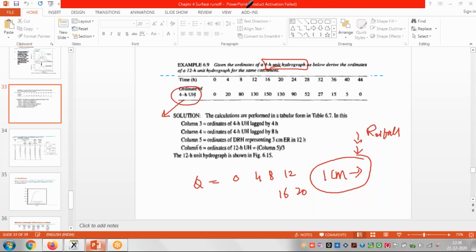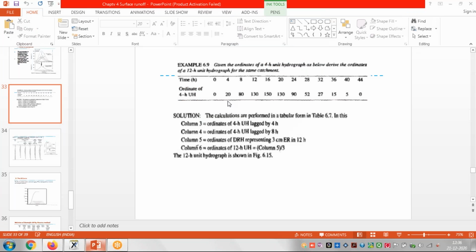Is this okay? First, is this clear? This basic definition is clear. 4 hour unit hydrograph means that 1 centimeter rainfall occurred, and when it is noted at the outlet of the catchment, it is calculated after every 4 hour, then 4, then 8, then 12, then 16, likewise. Now once it is clear, I will come to the next point.